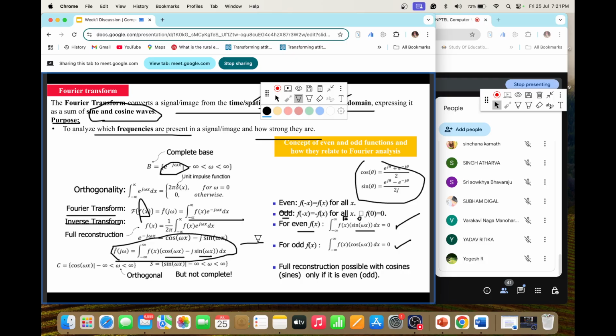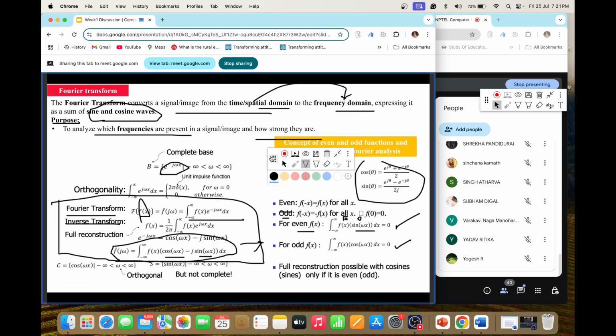So this is the correlation from this to this. Again, there's more formula, but if you only remember this much formula, your purpose will be solved. And this concept, the Fourier transform, converts the time or spatial domain to the frequency domain, and it is written as a summation of sine and cosine waves. If you just remember this and these three formulas, your task will be solved. So this is for the Fourier transform.